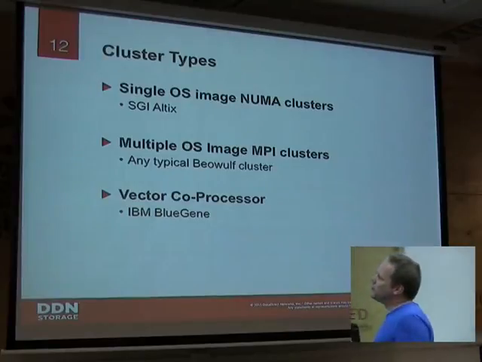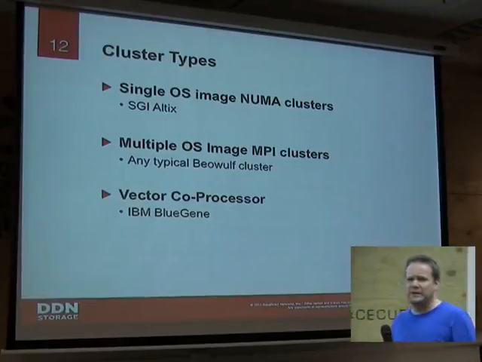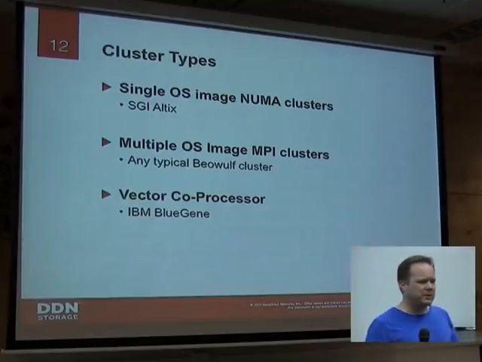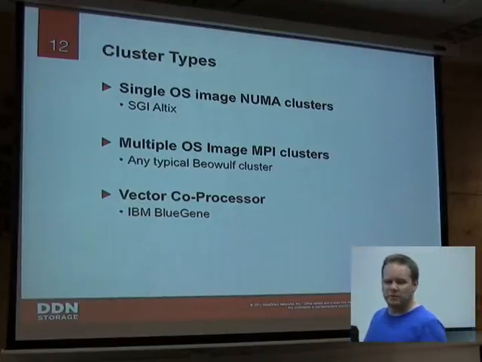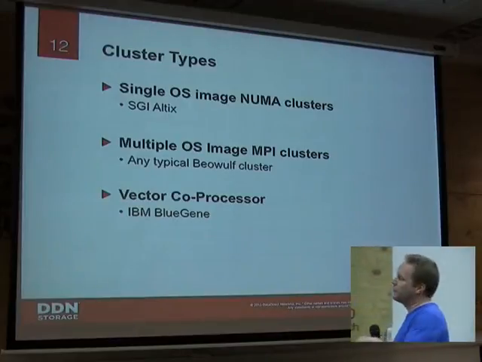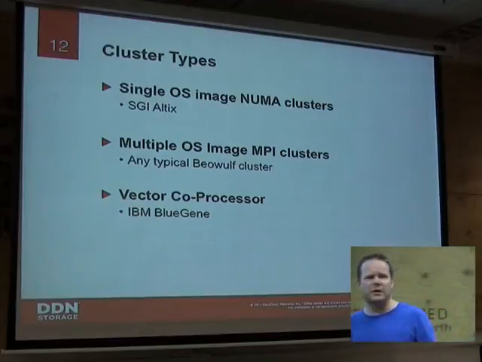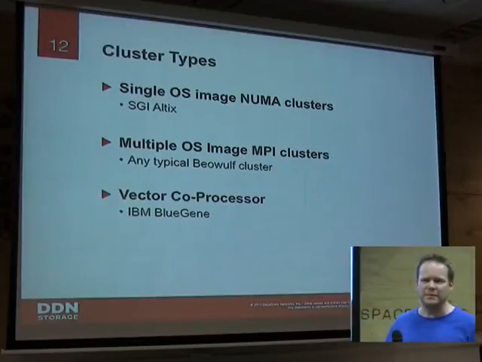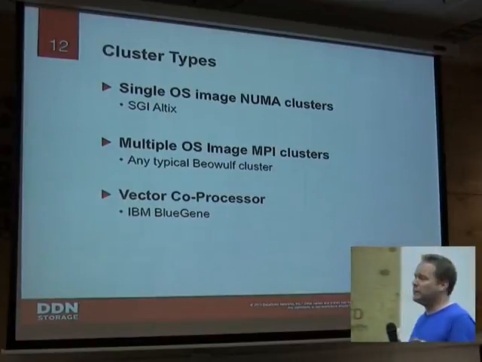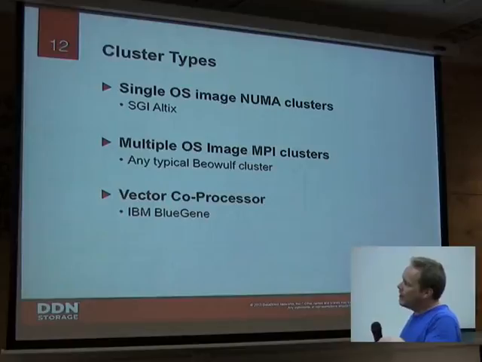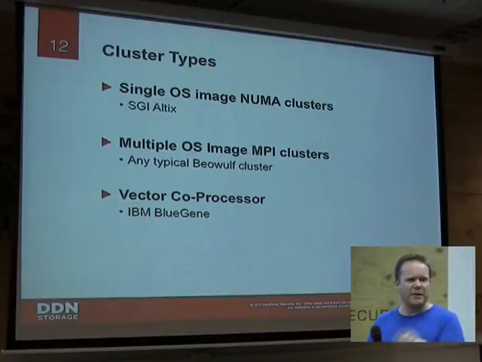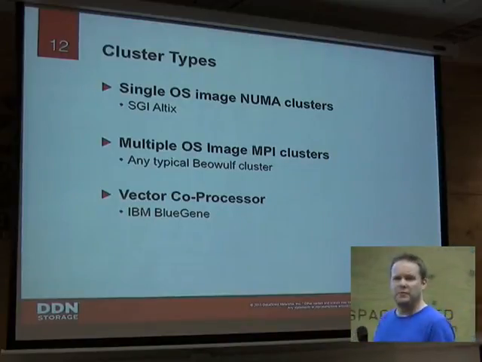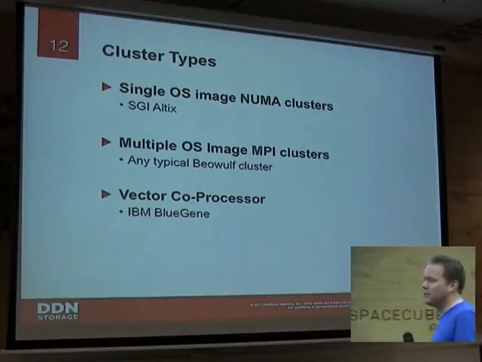So multiple OS image MPI clusters was the next one. This is any typical Beowulf cluster that we build these days. Every node in the cluster runs its own Linux instance, and we have InfiniBand to provide a high-speed, low latency interconnect, low latency being the more important part. Each process communicates with other processes on the other nodes via the Message Passing Interface. This does mean you have to know how to write with MPI.